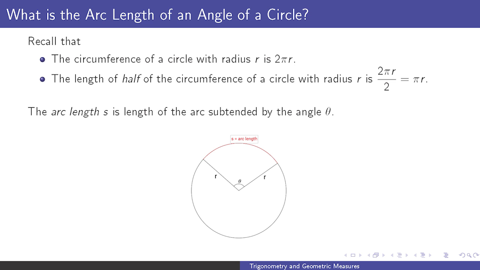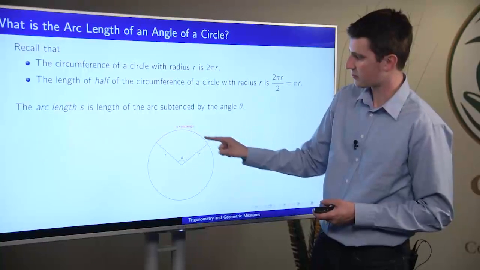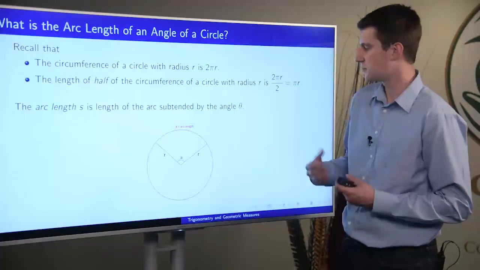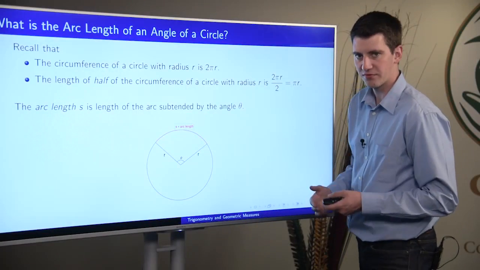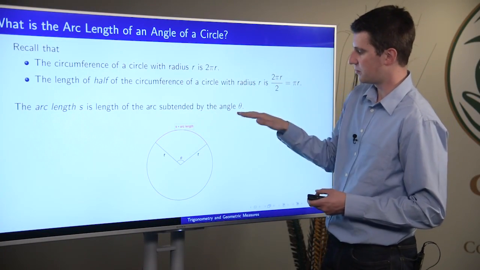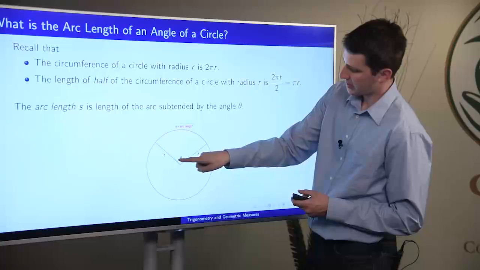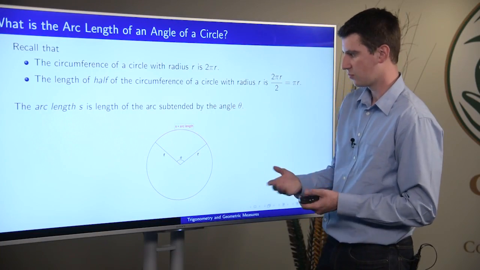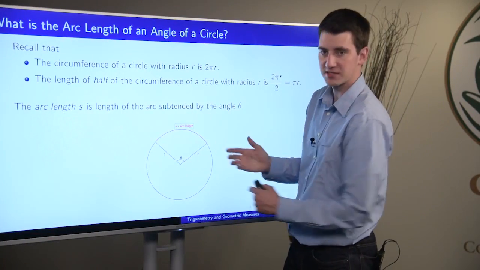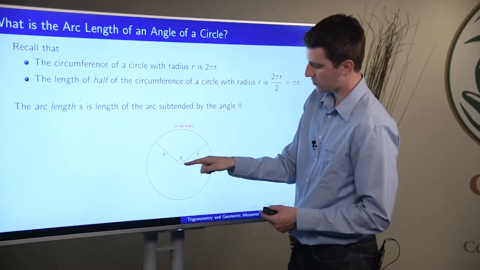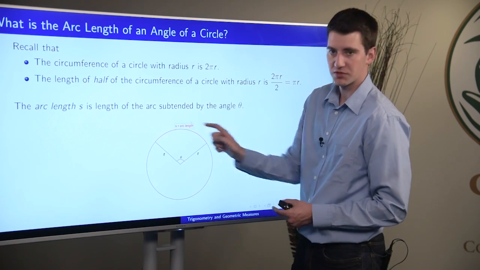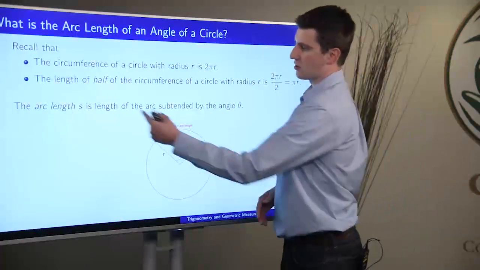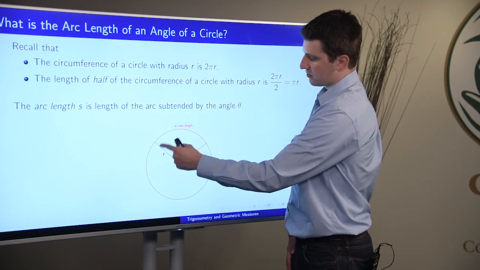Given this picture below, the arc length s, which is the length of this spot right here, is the length of the arc subtended by the angle theta. You may not have seen the word subtended before. What is the arc subtended by the angle theta? Well, if we have this angle theta right here, it's the arc that's defined by it. If you have an angle and you draw lines out to the edge of the circle, it's going to be the arc that's in between there. So when we're asking what is the arc length, that is the length of the arc right there.